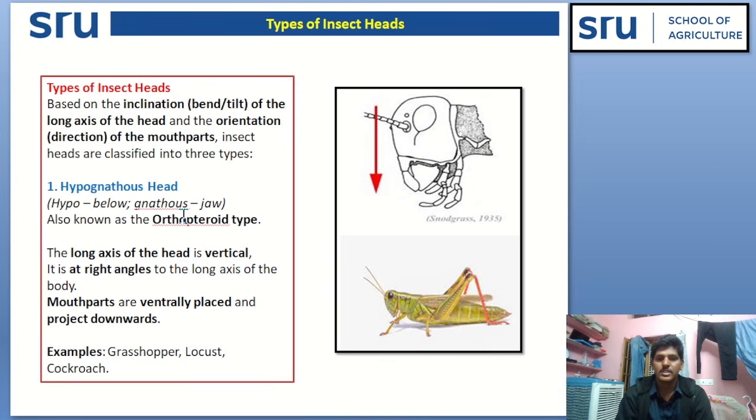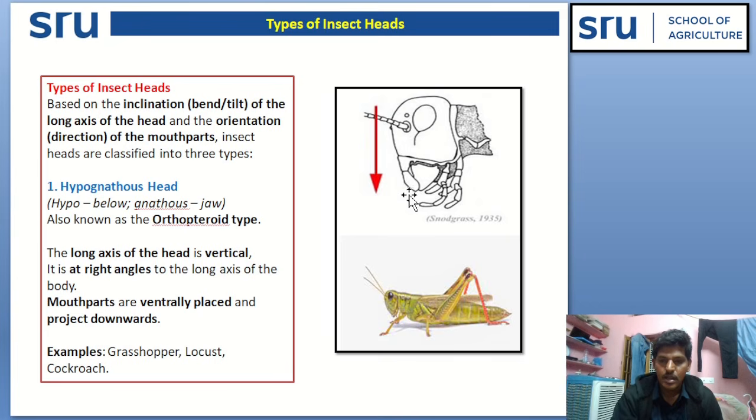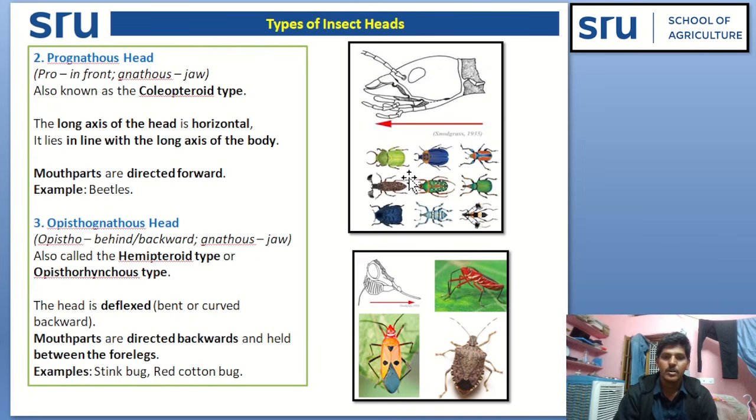See here types of insect heads. Based on inclination or bending or tilting of the long axis of the head, this is the long axis of the head, and the orientation or direction of the mouth parts, insect heads are classified into three types. They are Hypognathous type, Prognathous type, and Opisthognathous type.